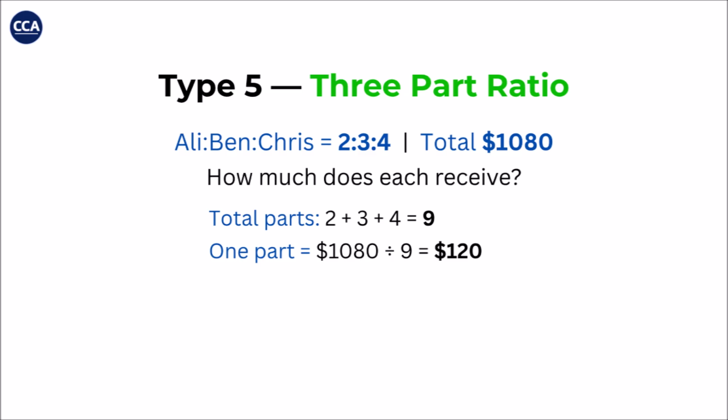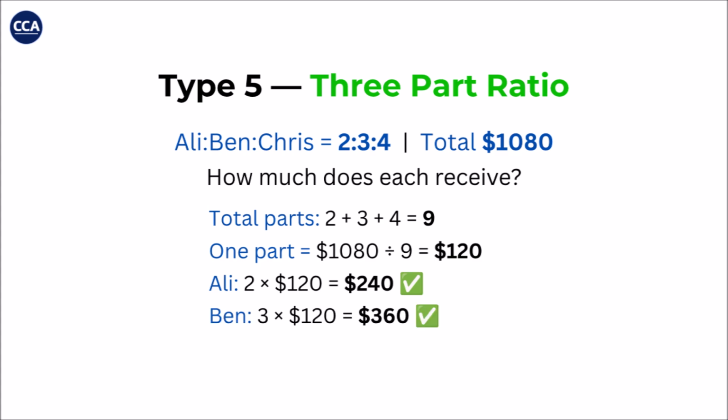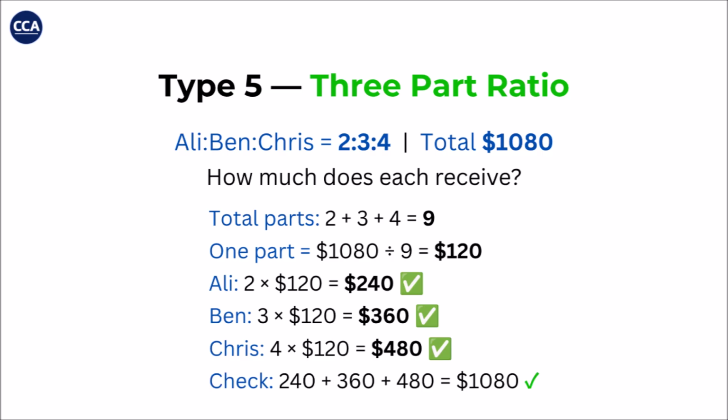Step 4. Each share. Ali. 2 multiplied by $120 equals $240. Ben. 3 multiplied by $120 equals $360. Chris. 4 multiplied by $120 equals $480. Check. $240 plus $360 plus $480 equals $1,080. Correct. 3-part ratios work exactly the same as 2-part ratios. Add all parts to find the total, divide to find 1 part, then multiply each.